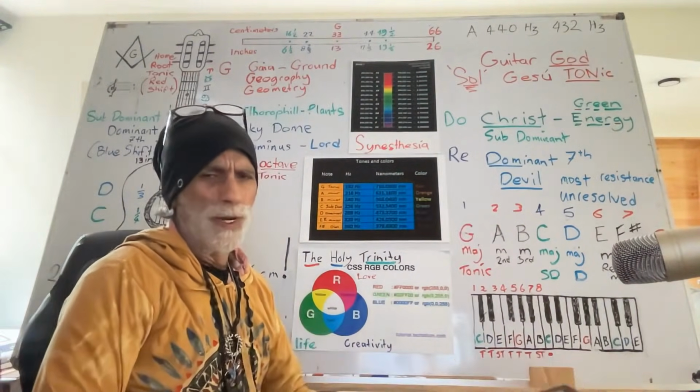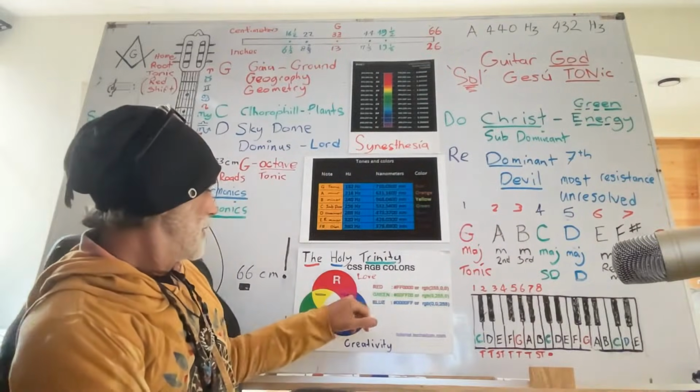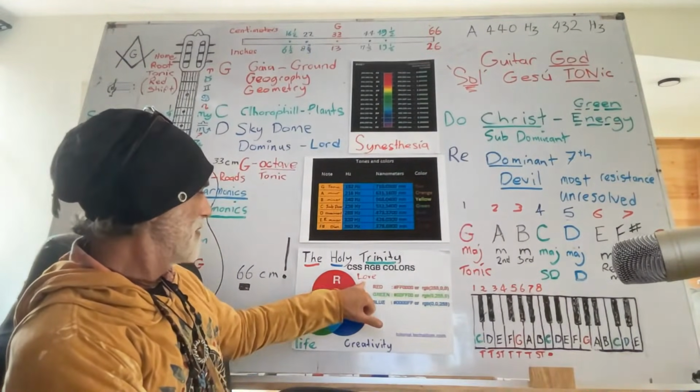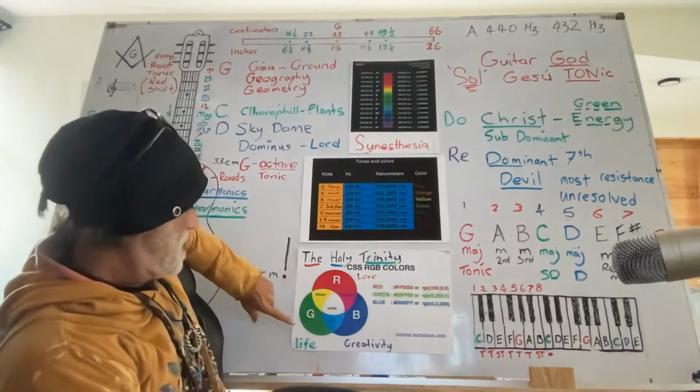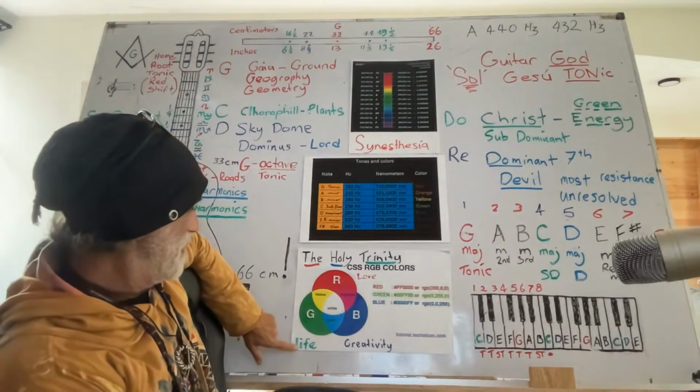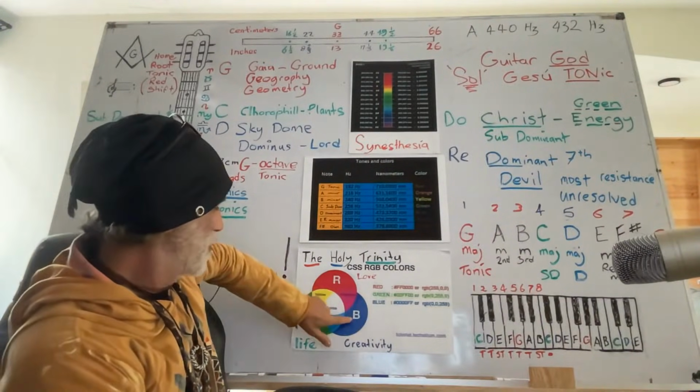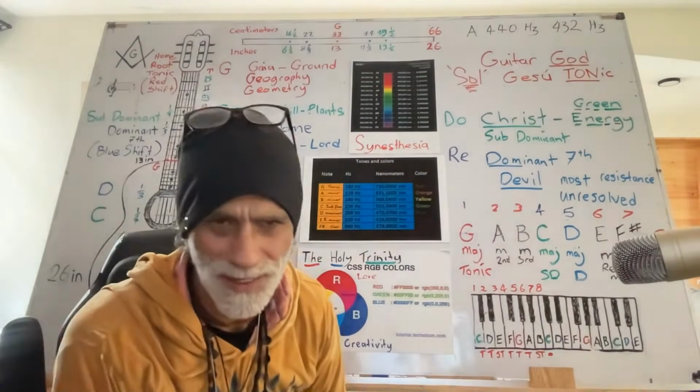Red, green, and blue. Okay, so red is love. Green is life. And blue is creativity.